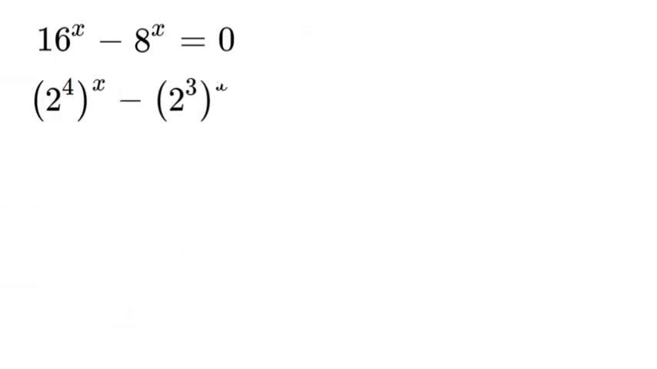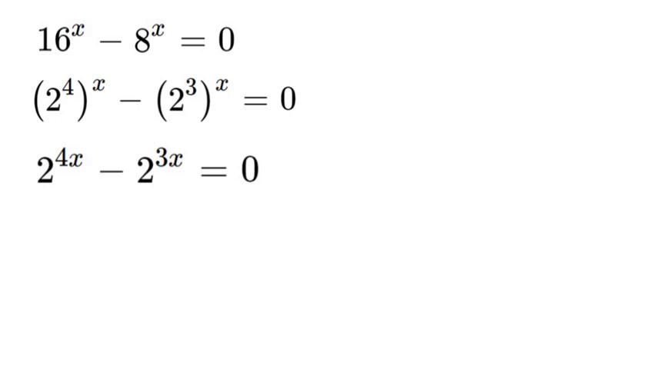Alright, so we're going to rewrite our 16 and 8 as 2 to an exponent. So right now we have 16 is equal to 2 to the power of 4, and 8 is equal to 2 cubed. Now when we have an exponent to an exponent, we can just multiply those exponents. So we would have 2 to the power of 4x minus 2 to the power of 3x is equal to 0.